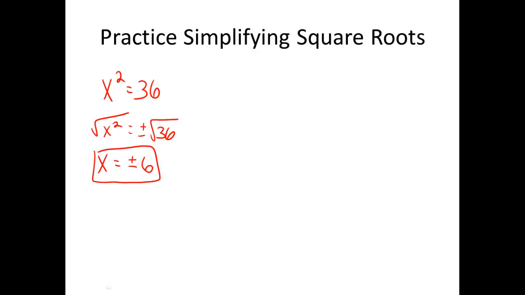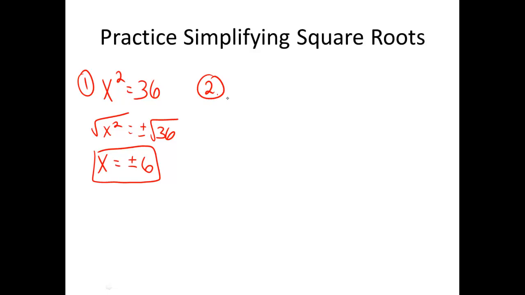All right, let's do a few examples here, simplifying square roots. Let's just do a nice easy equation. x squared equals 36. Following the steps, we take the square root of both sides, keeping in mind the plus or minus. The square root of x squared is just x. The square root of 36 is 6. So there's our answer. x equals plus or minus 6. Let's call that number 1.